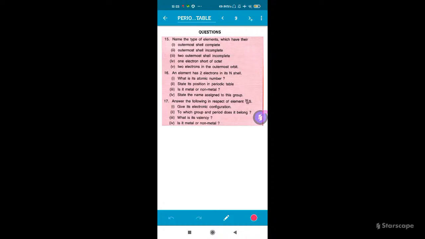First of all, this is your homework. I will tell you to solve it because we have just studied about this a few moments ago. We are going to start from question number 16. An element has 2 electrons in its N shell. So shell numbering starts from K, L, M, N. The N shell contains 2 electrons. That means all the other shells are complete. So 2, 8, 8 and 2, right?